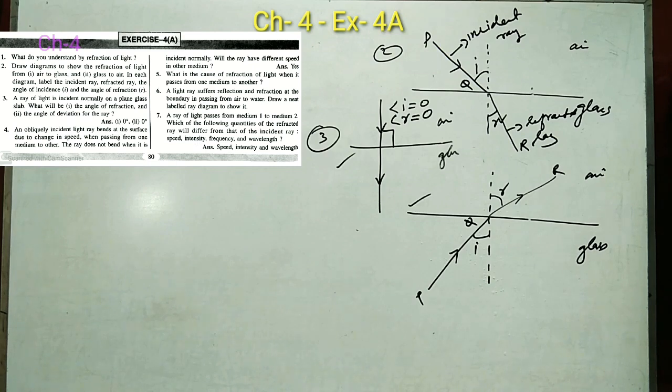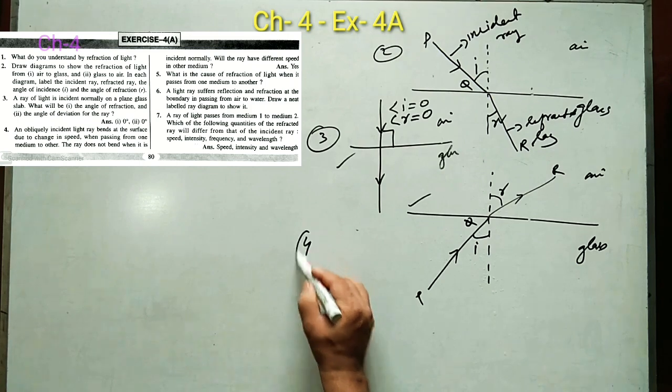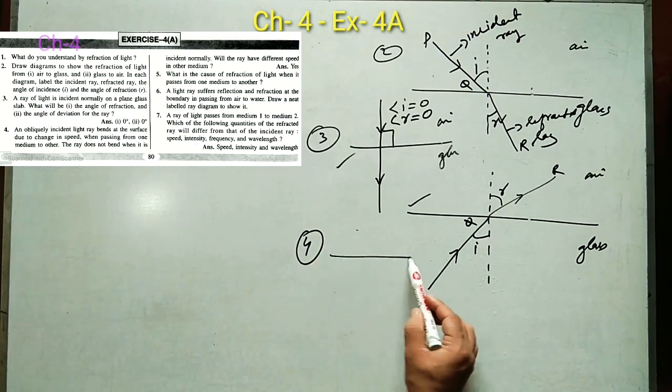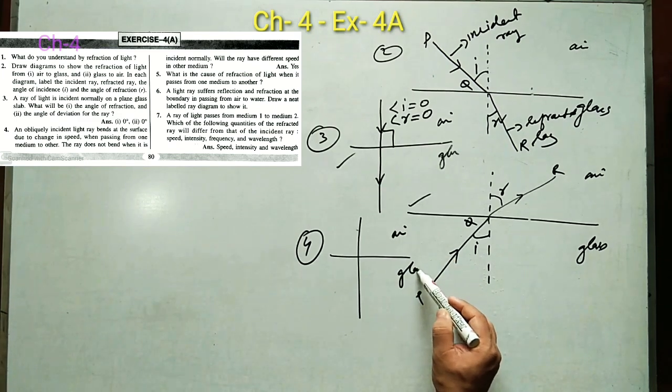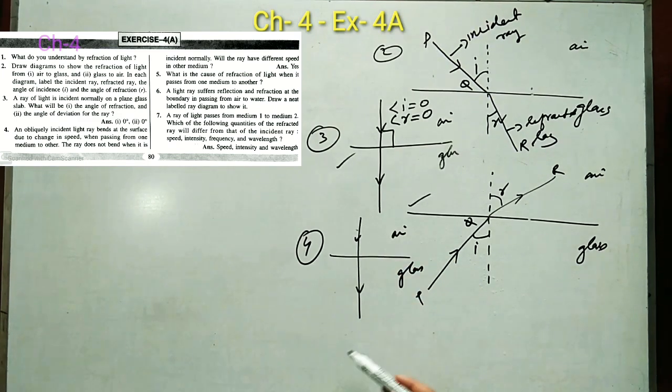Now moving on to question number 4. An obliquely incident light ray bends at the surface due to change in speed when passing from one medium to another. The ray does not bend when it is incident normally. Will the ray have different speed in the other medium? So look at the case of normal incidence. Air to glass, it passes undeviated. Why is it passing undeviated? Will it suffer refraction? Is there any change in speed of light?